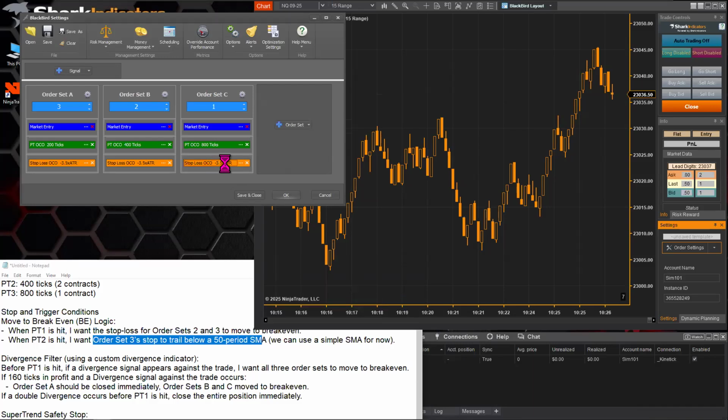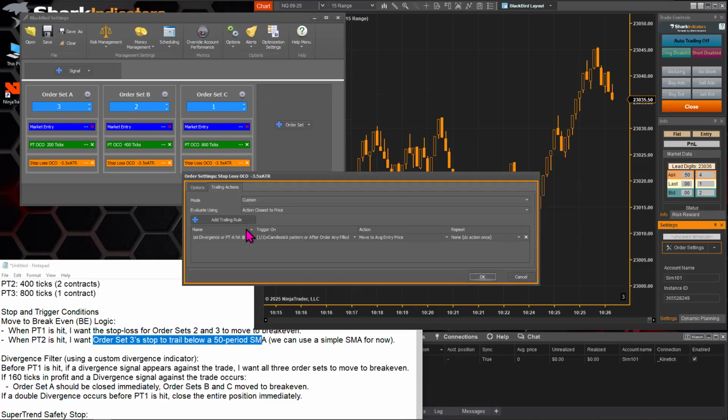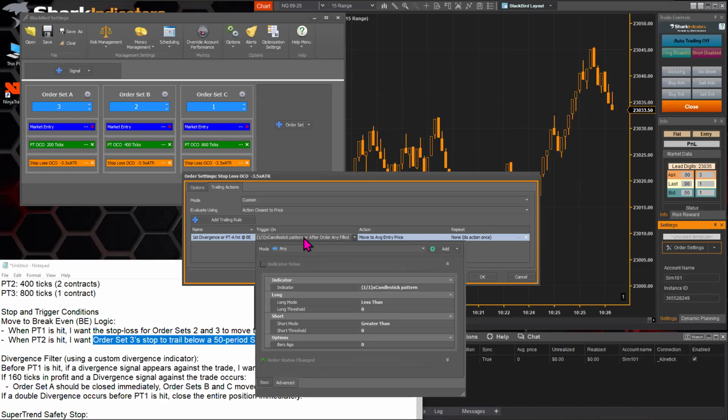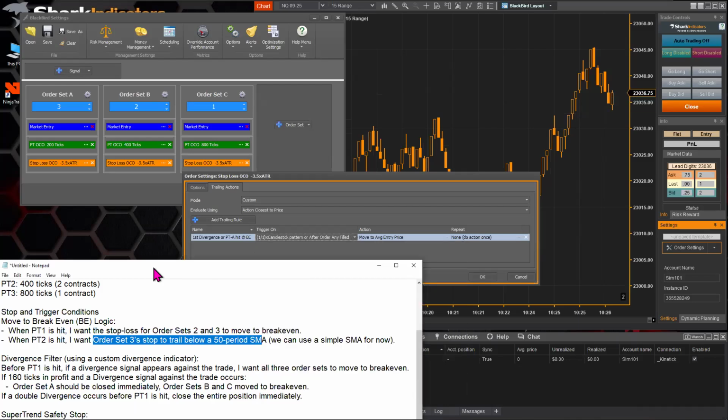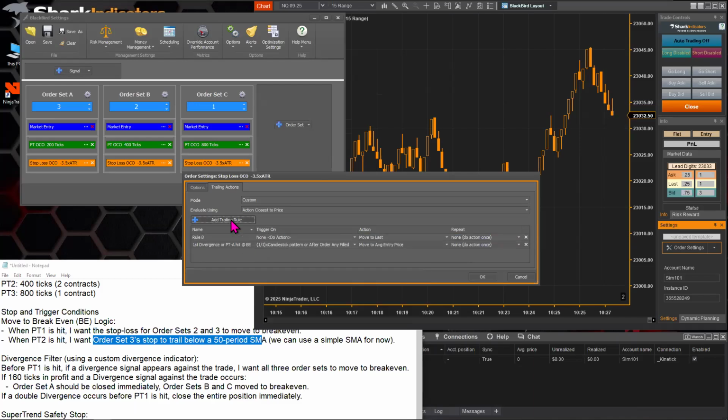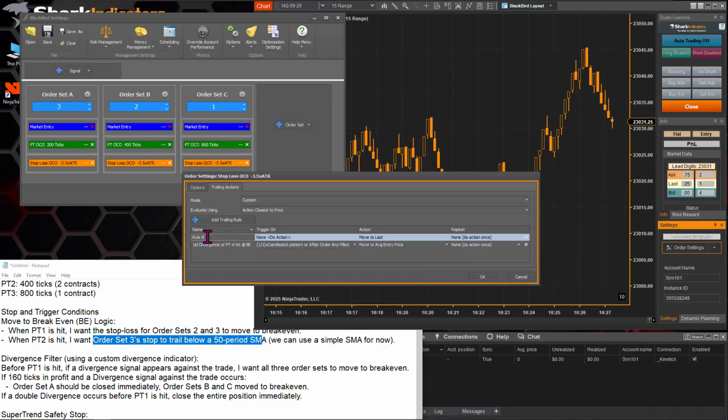So now let's open up our stop loss for C. And let's see, I'm just wondering if I should modify the triggers here. Let's see. No, I don't think so. Okay, so I'm just going to add a new trailing roll.